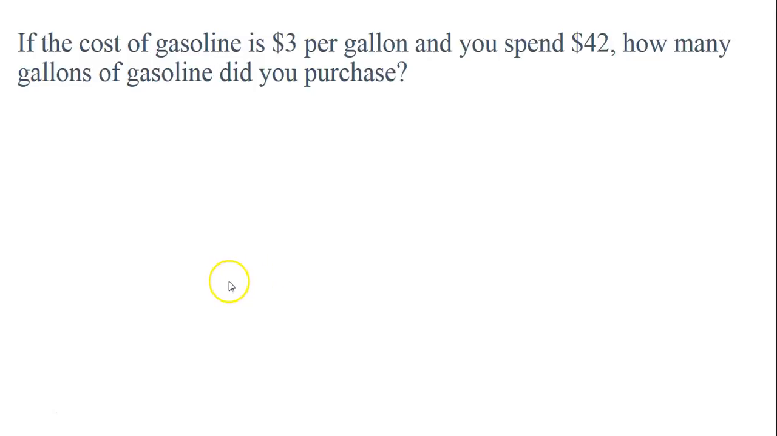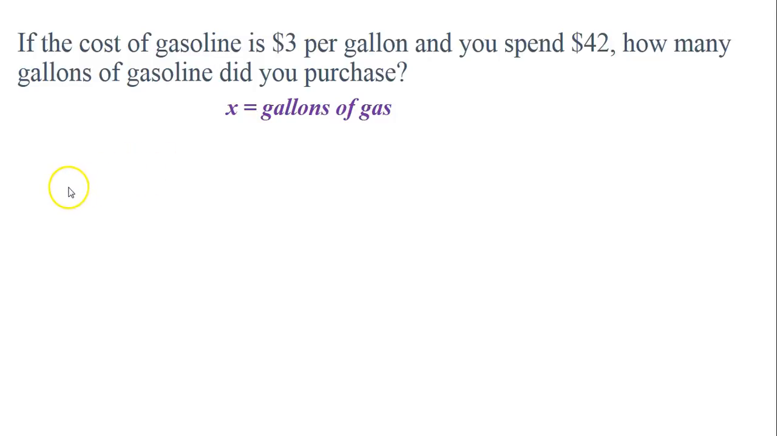The last one I want to do is a quick word problem. If the cost of gasoline is $3 per gallon and you spend $42, how many gallons of gasoline did you purchase? Well, I know I'm going to need a variable for this, so let's start out with finding that. And I'm going to choose x because I just like to use x all the time. We're looking for how many gallons of gasoline we purchased. I'm going to have x represent gallons of gas.